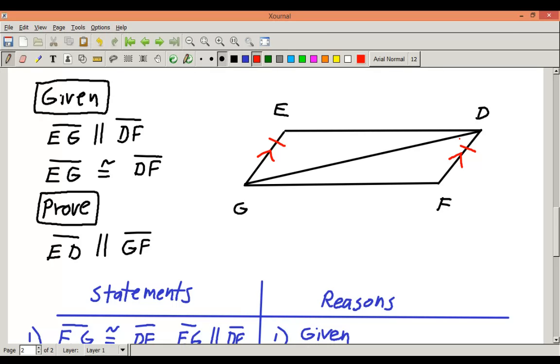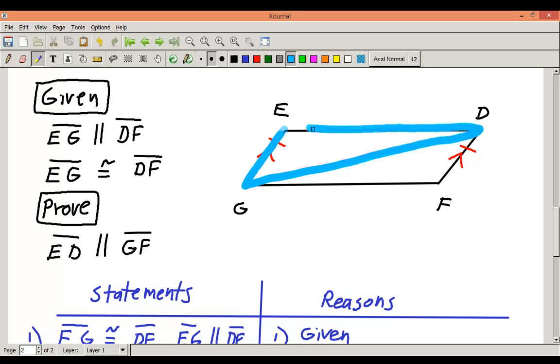So again, we're going to have a strategy. We're going to prove, and again, I'll highlight, we're going to prove this triangle, the blue one, is congruent to this other triangle. We're going to prove those two triangles congruent.